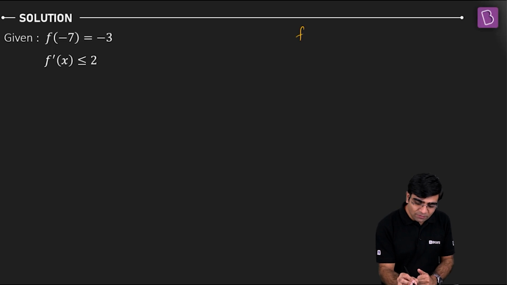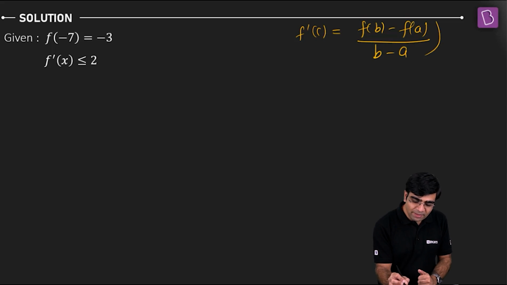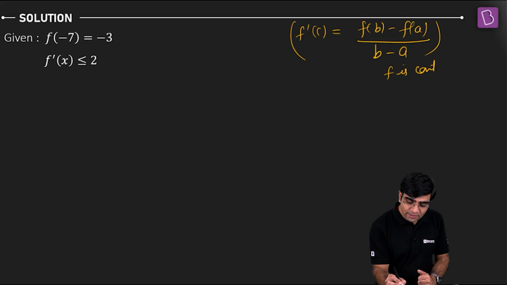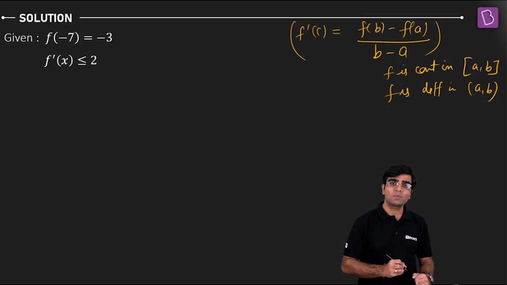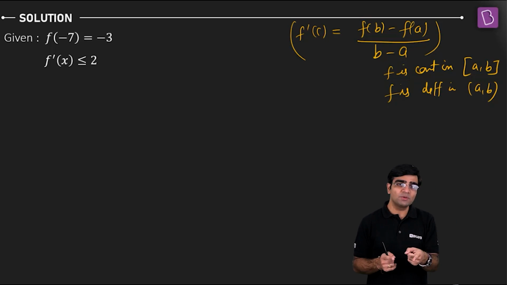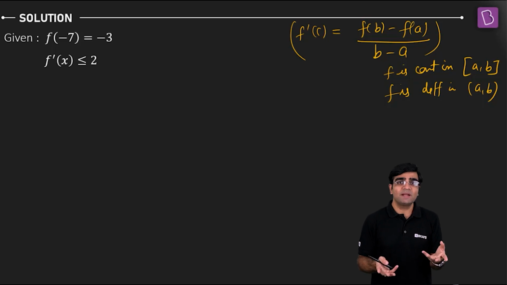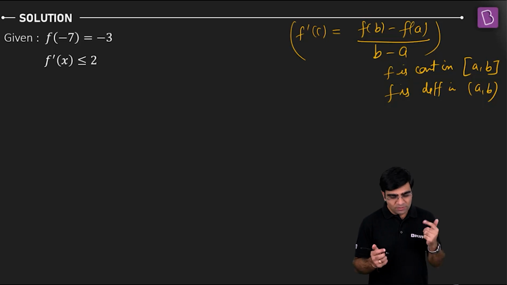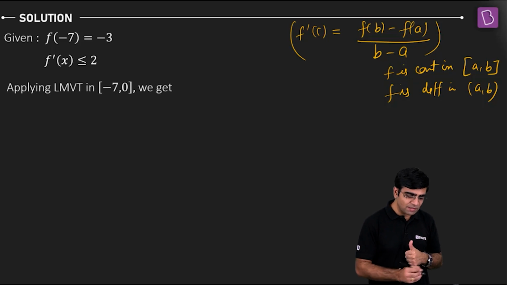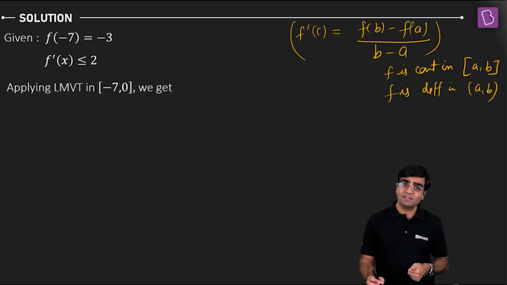Perfect. So I know that the formula says that f dash c will be equal to f of b minus f of a, the whole divided by b minus a, if this f is continuous in the closed interval a to b and f is differentiable in the open interval a to b, right? So now I have to predict f of 0. F of -7 is given, so what will I do? I'll apply my logic in that way only. So let's quickly apply Lagrange's mean value theorem in the closed interval of -7 to 0, right?